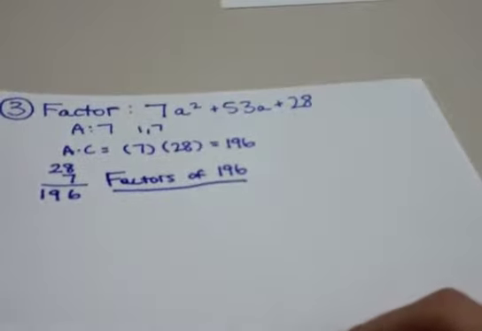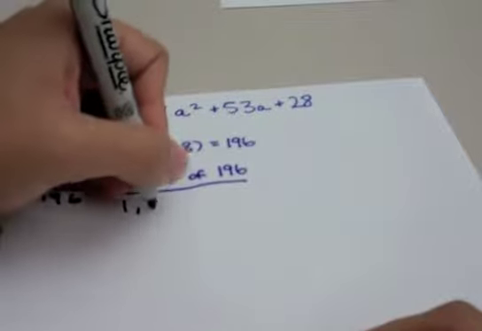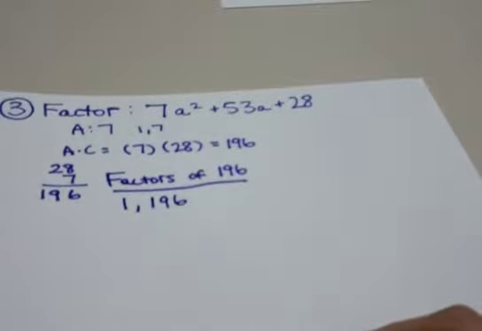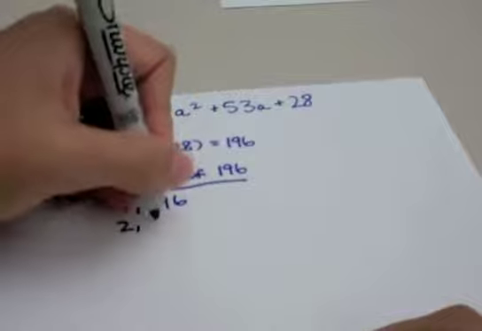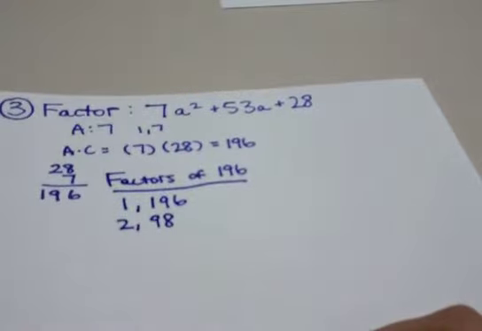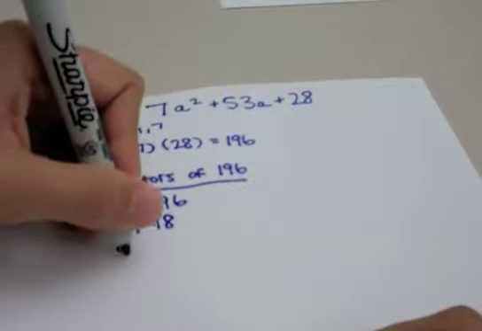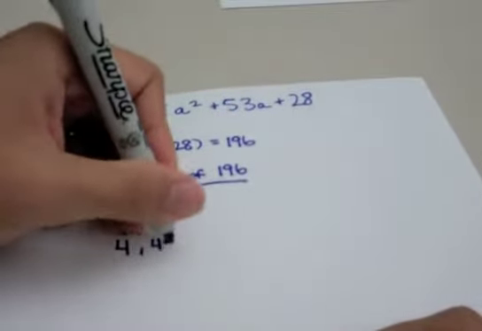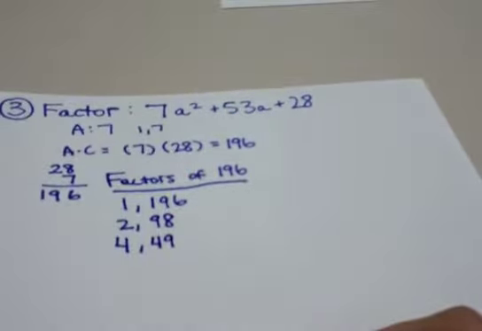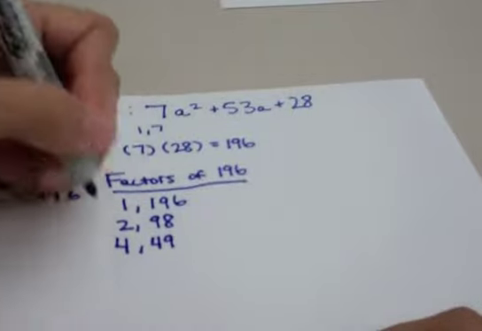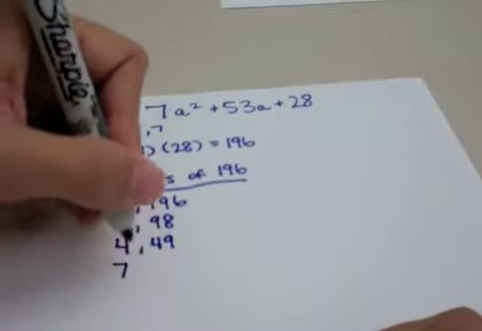Okay, so factors of 196. 1 and 196. 2 and 98. 4 and 49. 5 doesn't work. 6 doesn't work. 7 and 28.